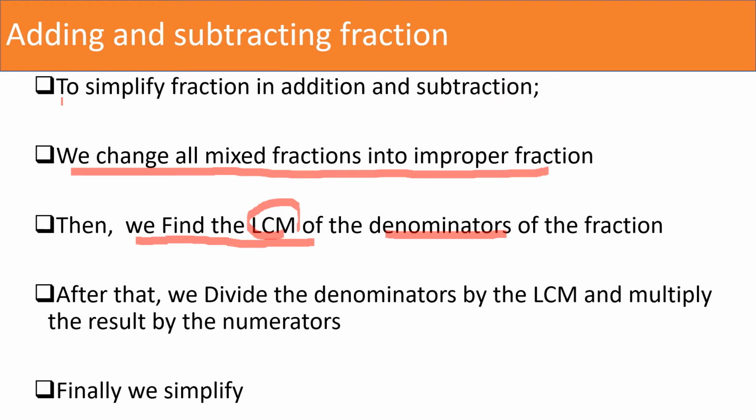After we have done that, we divide the LCM by the denominators. Then we multiply the result by the numerators. Then you finally simplify the fraction to get the addition and the subtraction. So to add or subtract fractions, they should be in the same form. So we change all mixed fractions into improper fractions. Then you find the LCM. Then use the LCM to divide the denominators. Then you multiply by the numerators. Then you simplify.